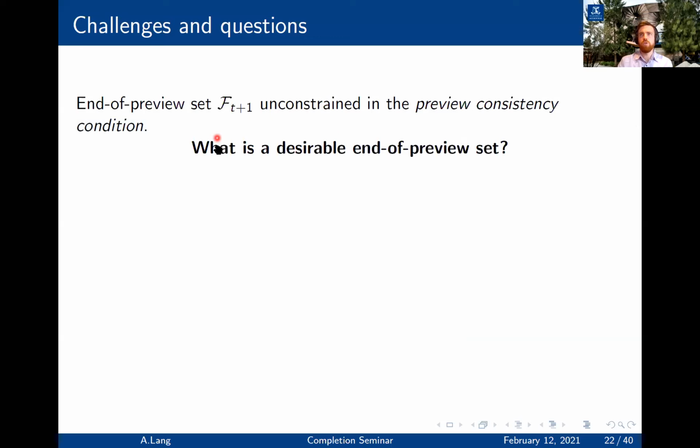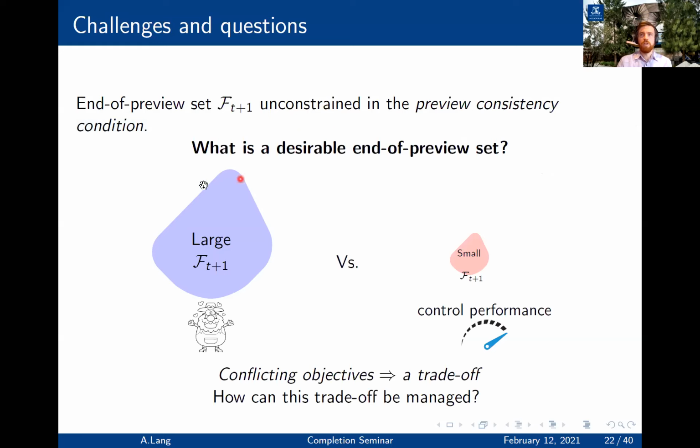So the question is, what is a desirable end of preview set? Well, a large end of preview set may be desirable for the scheduler, since this gives the scheduler greater flexibility in scheduling future demand, and therefore increases the likelihood of accommodating all the users' requests and keeping them satisfied.